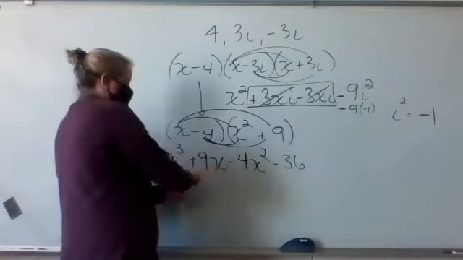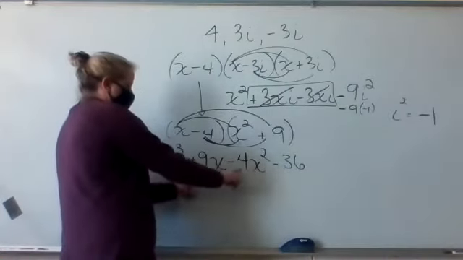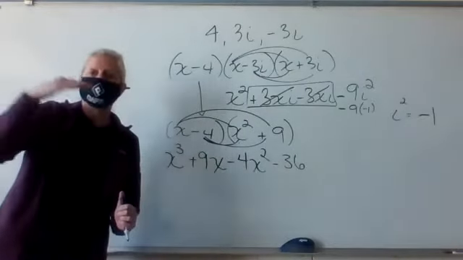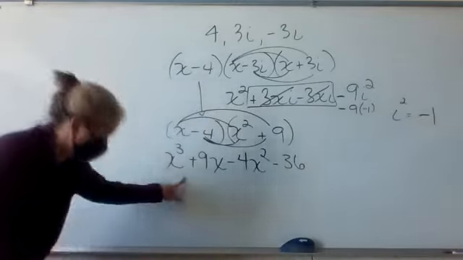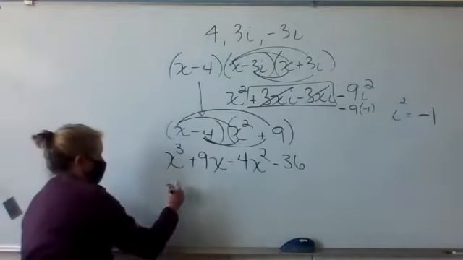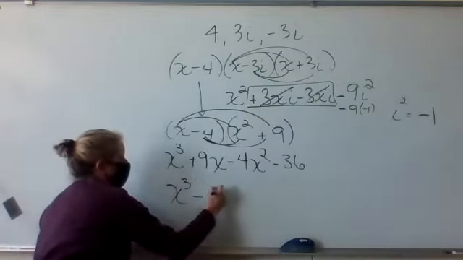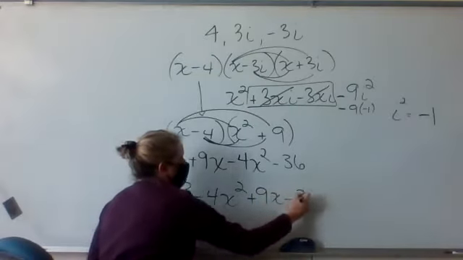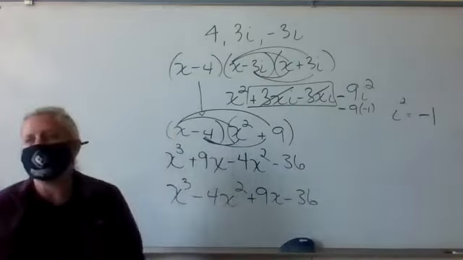So now, none of them can combine, but I do need to flip-flop these two terms right here, so that my exponents will go down in the right order. So I'm just going to flip-flop these two terms. So I have x to the third, then -4x squared, then +9x, and then -36.